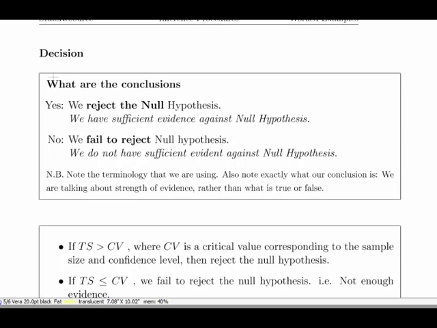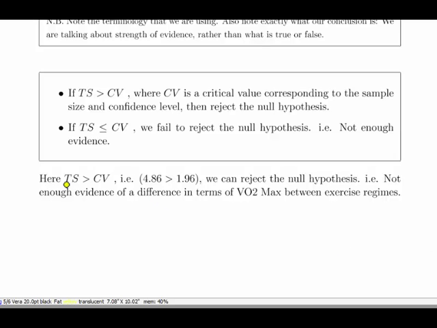Now, let's make our decision, and the decision is as follows. We either reject the null hypothesis or we fail to reject the null hypothesis based on the decision rule we're about to employ. Okay, so is the test statistic greater than the critical value? If that is the case, then we reject the null hypothesis. That is pretty much the case here. Okay, 4.86 or 4.87 if you prefer. We reject the null hypothesis.